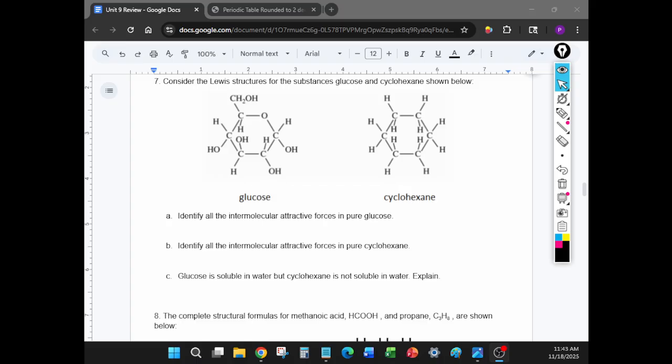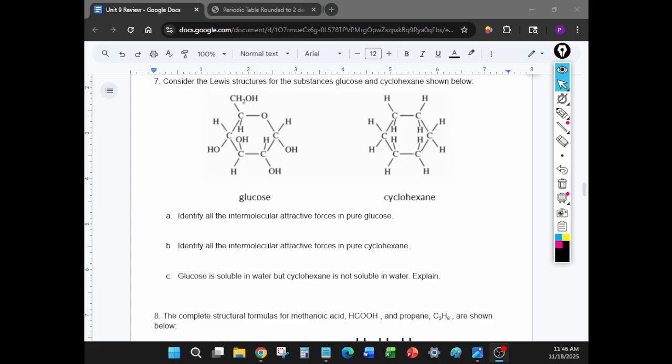All right, so we're going to do number 7. I want you to try A, B, and C on your own. I know these structures look kind of complicated and large, but if you want, pull it up on your Chromebook so you can look at it a little better. A and B are pretty simple. It's basically what we've been doing. Just list the intermolecular forces they have. And then C is asking you why one of them is soluble in water and one is not. So think about it. I'll give you about 4 minutes to do this, and then we'll go over it.